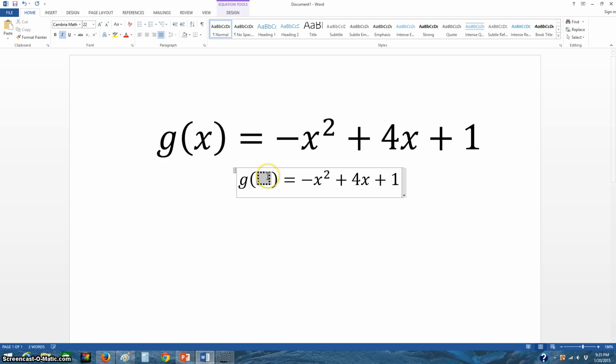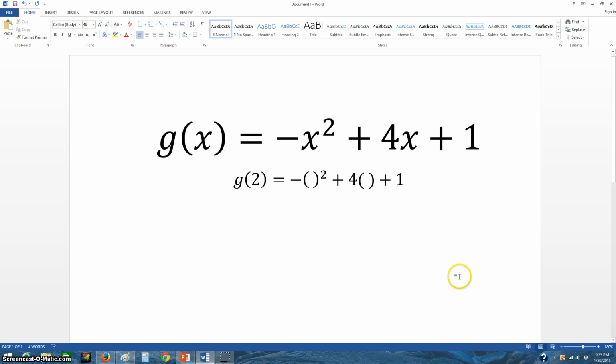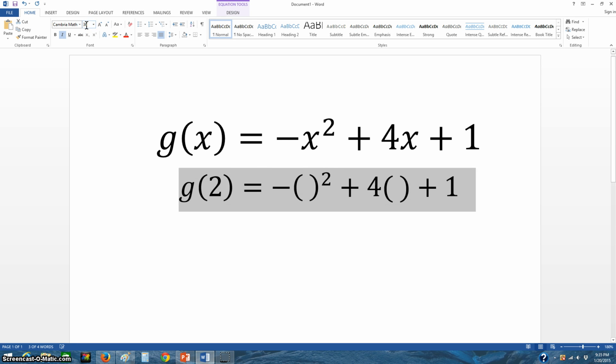Okay, so g of 2. That means that basically wherever you see an x, you need to plug in a 2. So what I'm going to do is go ahead and set this up. I have some kind of value in there, and I also see an x here. So instead of going ahead and directly substituting numbers, I'm going to place some parentheses in there. Okay, so as you can see, let me make this a little bit bigger for you.